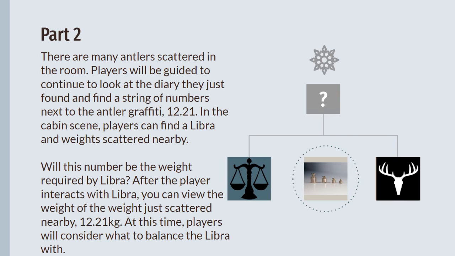So at this time, the player will consider what to balance the libra with. The antlers scattered in the room are undoubtedly the only things to equal the weight. So the player needs to find the antlers with the corresponding weight. When the player successfully finds the antlers with the corresponding weight and puts them on the libra, the player will fall into a memory. That is the day of the avalanche, December 21. After a painful memory, the man returned to the wooden house and pasted the antler decoration on the canvas.